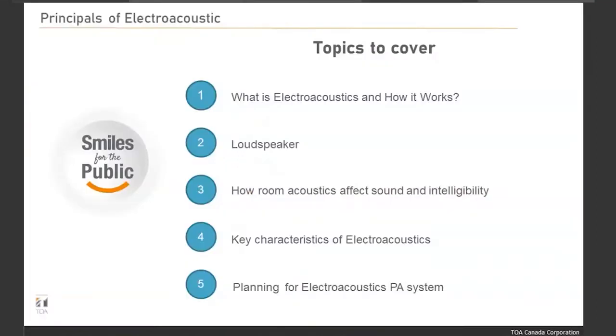So the topics we're covering today are what is electroacoustics, how it works, loudspeaker basics, how room acoustics affect sound and intelligibility, key characteristics of electroacoustics, and planning for the electroacoustics PA system.